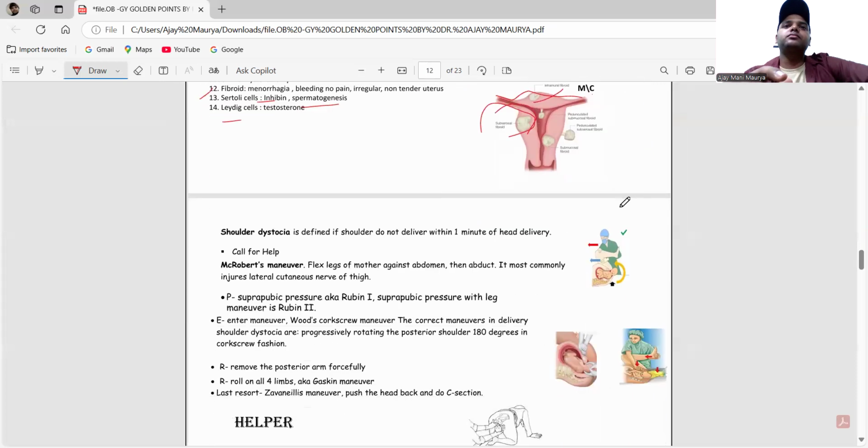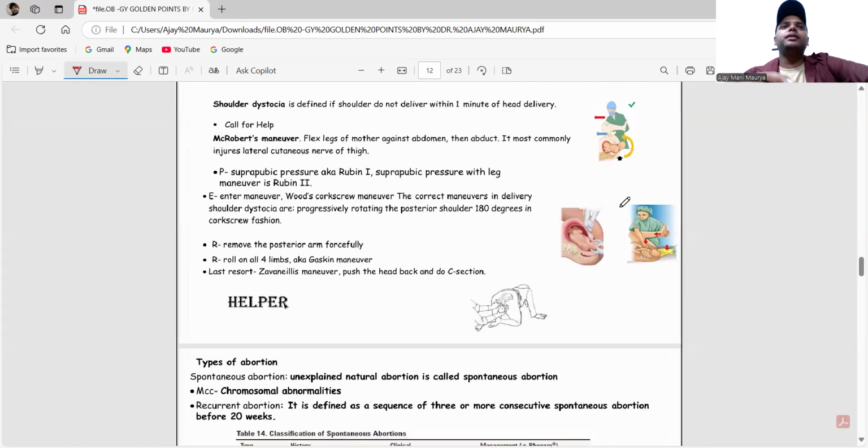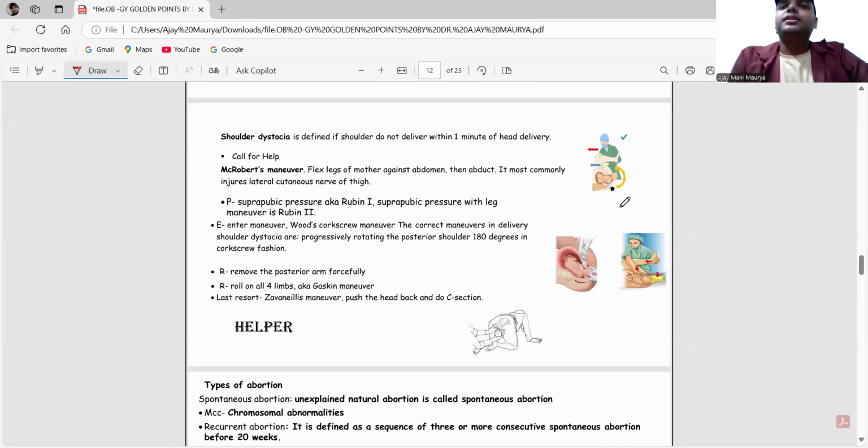Okay. Next one, guys, you have to remember this is the case of shoulder dystocia, guys. This is shoulder dystocia. Define it: the shoulder does not deliver within 1 minute of the delivery of the head.